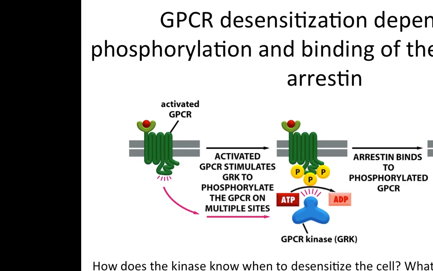So as with anything in the cell, if you turn it on, you need a way to turn it off. And with GPCRs, we call that desensitization. It depends on phosphorylation of the GPCR and then recruitment of arrestin. What's interesting is the phosphorylation occurs by that kinase that was just activated, like PKA. That kinase becomes activated. It's not only going to go activate gene expression, but it's also going to go up to the receptor and phosphorylate it.